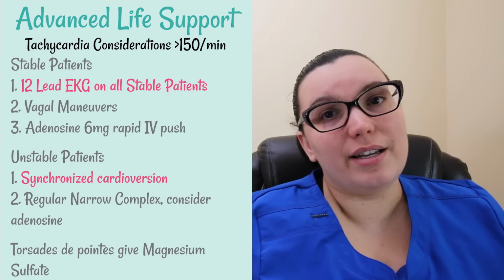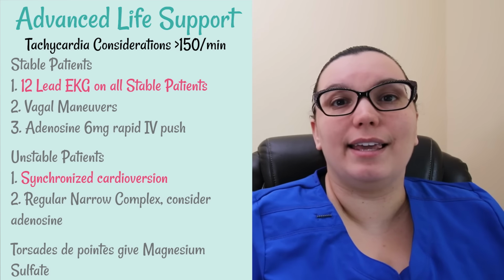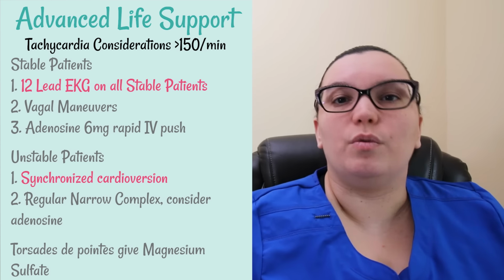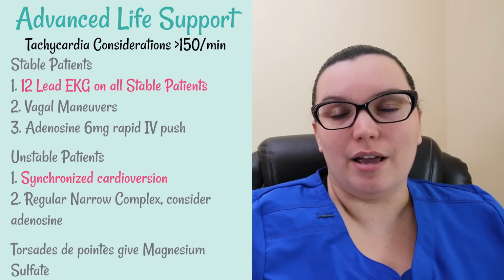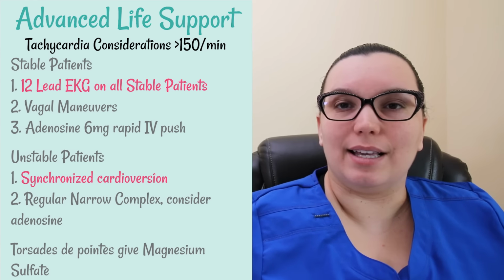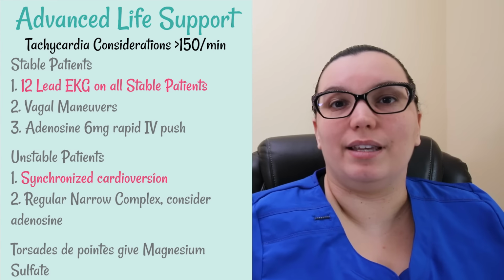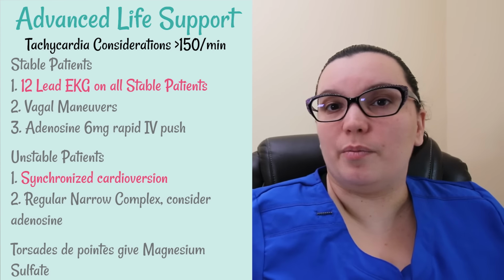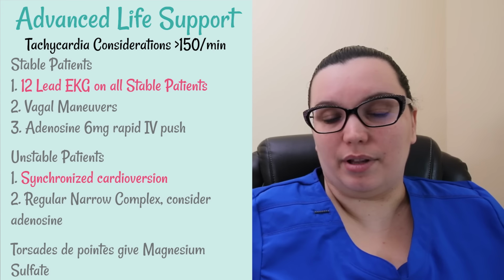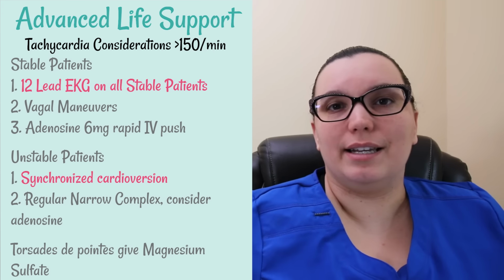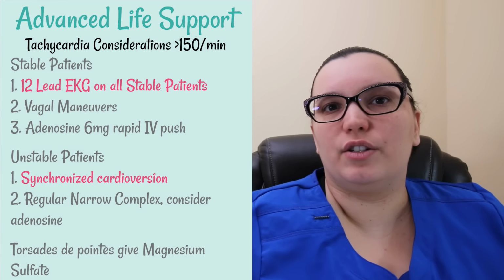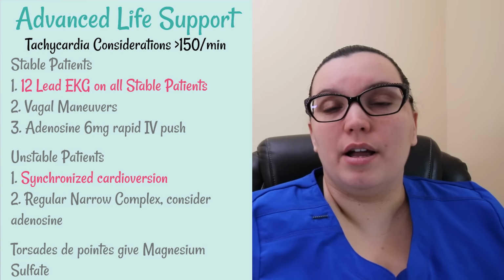Now for unstable patients, obviously they can't follow commands. They can't do those things. So what do we do? We do synchronized cardioversion. Some facilities it's going to be a little bit different, but for the purposes of ACLS, that is the number one thing that we're going to do for unstable patients that are in these tachycardias. If it is a regular narrow complex, you might want to consider adenosine. Again, that's up to the facility, but that's just also another good rule to follow.